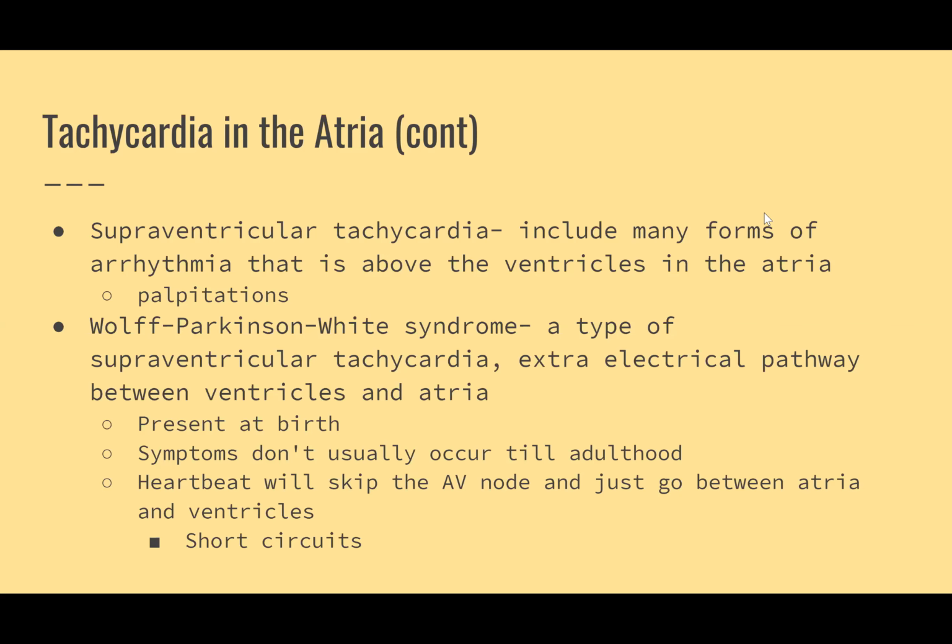And basically what happens is the heartbeat will skip the AV node. Before, it was supposed to enter the AV node in order to get to the ventricles, but now it will skip it entirely and just go straight from the atria to the ventricles. So this leads to short circuiting of the heart, and it could lead to a super rapid heartbeat just out of nowhere.